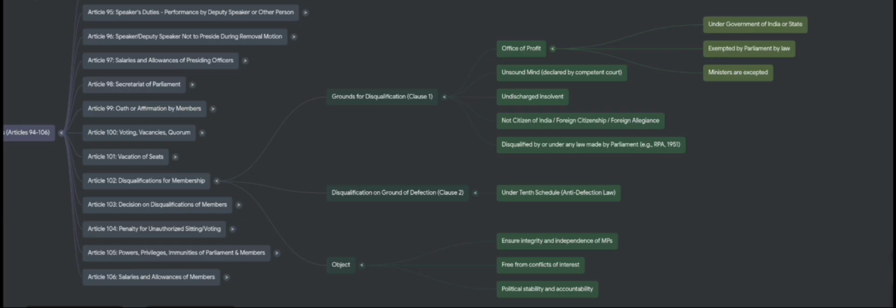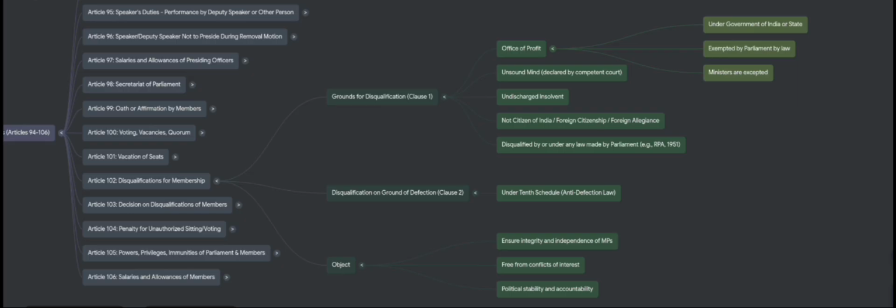Exactly. This allows Parliament to adapt the disqualification framework to evolving needs and circumstances. The primary law made under this provision is the Representation of the People Act, 1951, RPA. The RPA lays down several additional disqualifications, including conviction for certain criminal offenses, especially those resulting in imprisonment for 2 years or more, engaging in corrupt electoral practices, failing to lodge election expenses, or having an interest in government contracts.